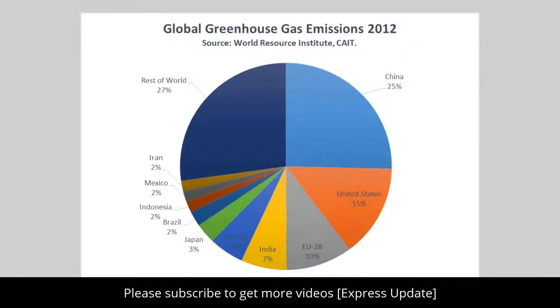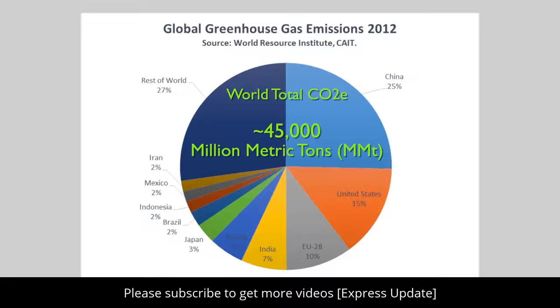Anthropogenic greenhouse gases are emitted by many sources and from every country. Together, these nations contribute a world total of 45,000 million metric tons of CO2 equivalents. This graph shows percentages of greenhouse gas emissions by country in 2012.